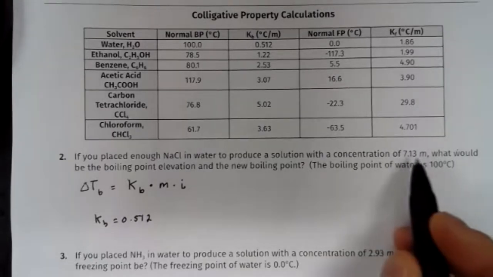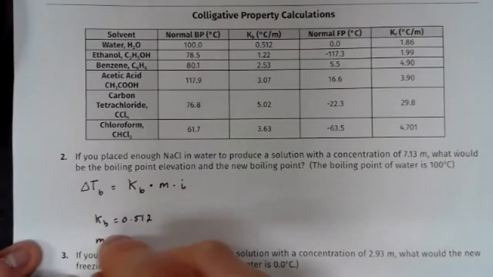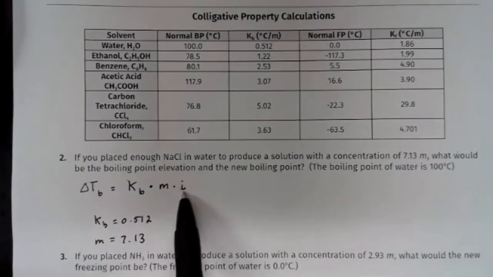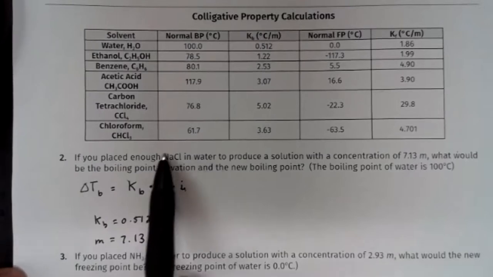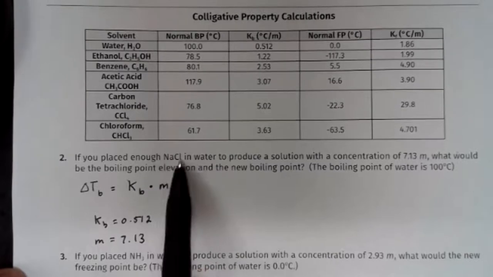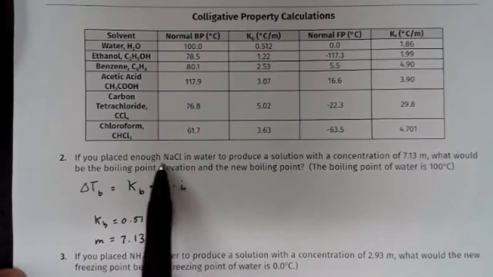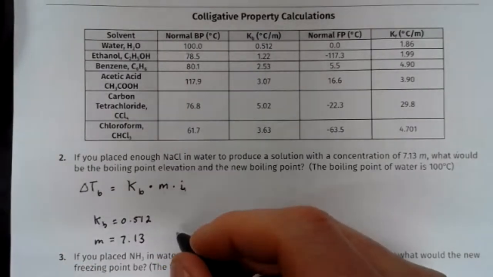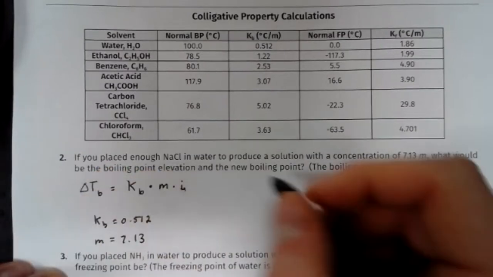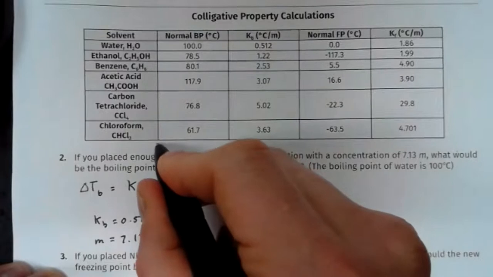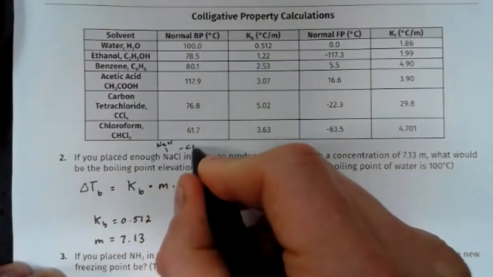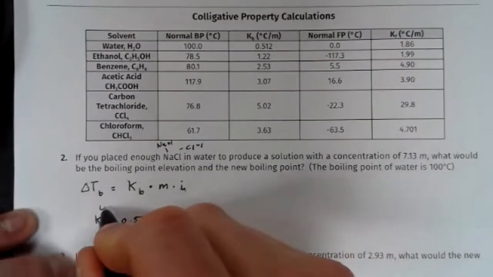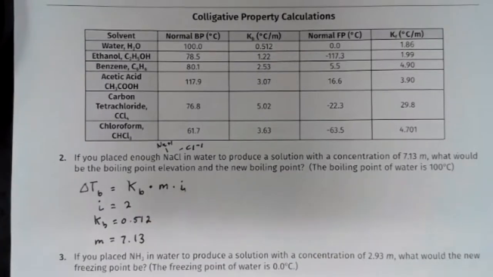Additionally, we are given a concentration of 7.13 molal, so my m is 7.13. And then the last part of my equation is the i. The i is the van 't Hoff factor, or how many ions we're able to produce in the dissociation of our solute, which is NaCl. Once you get into the routine, you'll probably understand it quite fine. NaCl is an ionic compound that's going to split into a sodium ion and a chloride ion with a -1 charge. In doing that, we produce 2 ions, so I'm going to put my i value equal to 2.